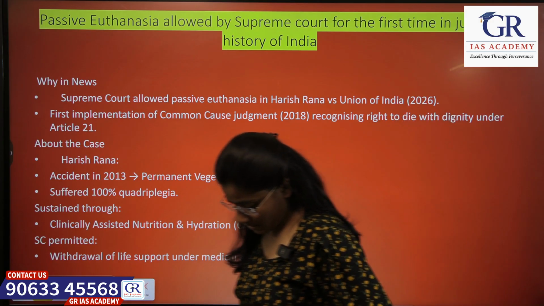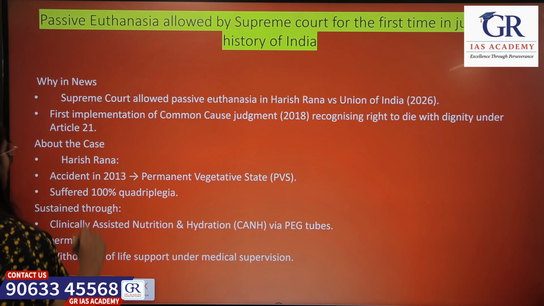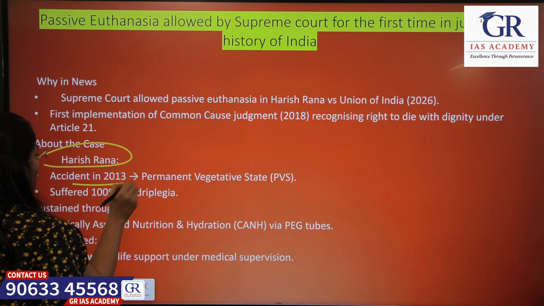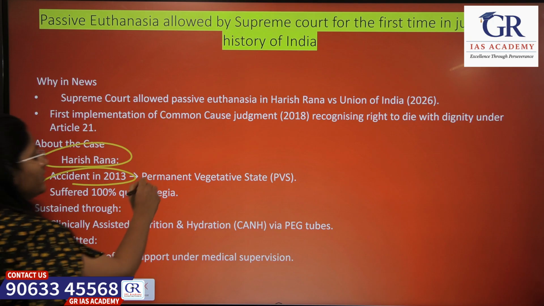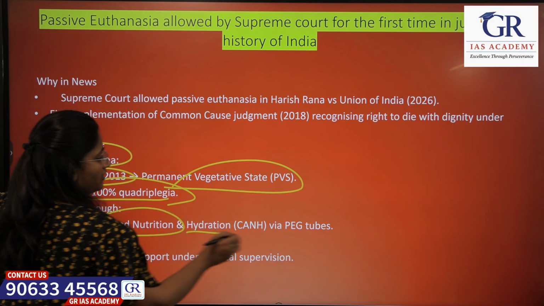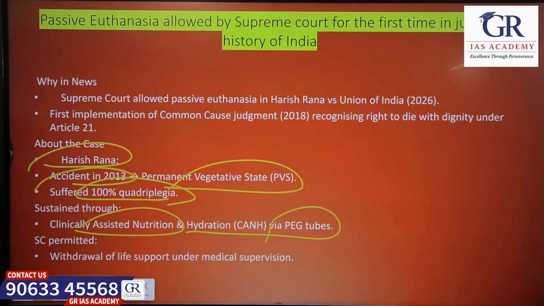So there is a case that has run in the Supreme Court, the Harish Rana case. Okay. So what happened to him? He met with an accident and went into a vegetative state, that means he cannot move. He suffered 100% quadriplegia. So how is he living? Through clinically assisted nutrition and hydration via PEG tubes. That is how he is living.